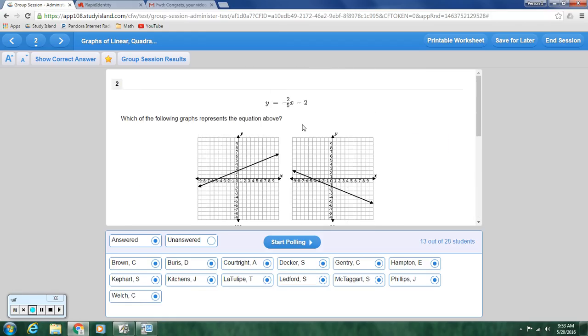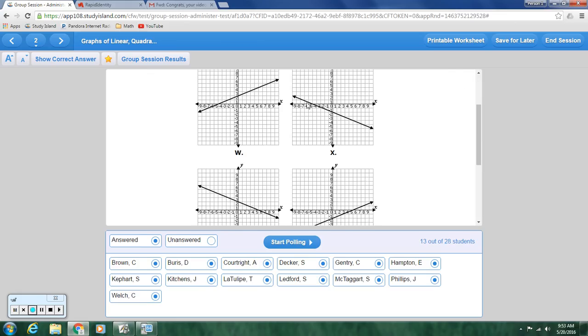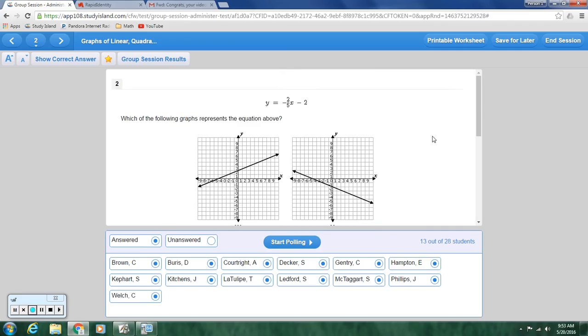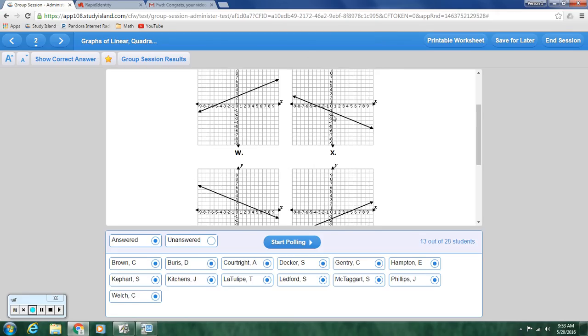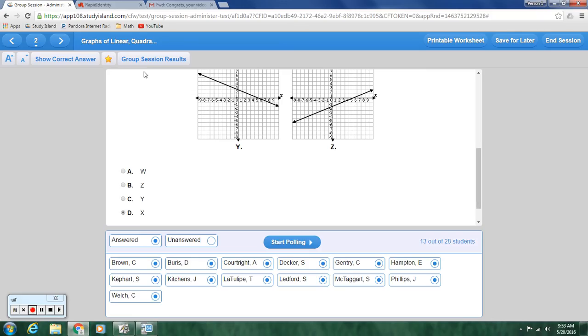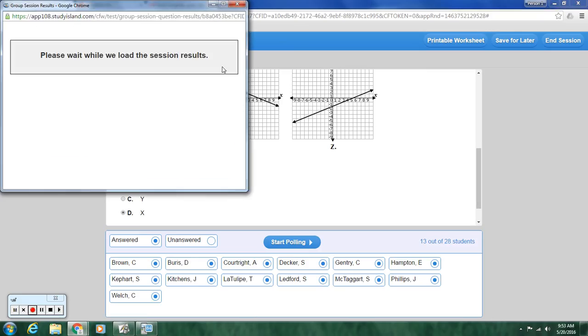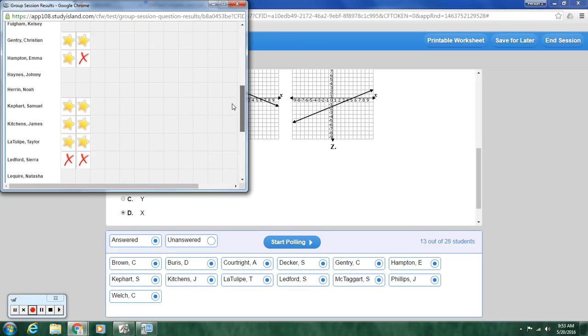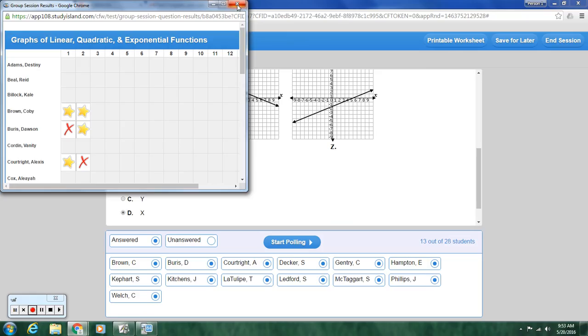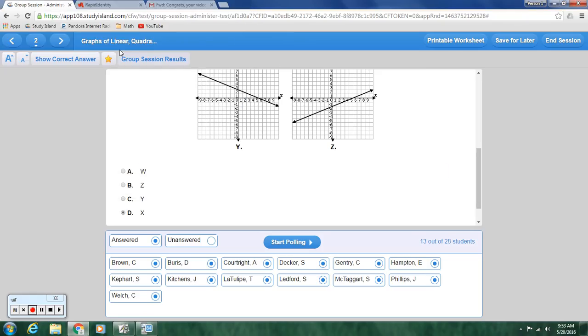So right here, remember I said you've got a negative slope, so its slope is going down. Well, that one's going down and that one's going down, so it's got to be one of those two. And then it crosses the y at -2. So that one crosses right there at -2, so X should be it. We're going to see all stars? No? Oh, why not? Oh, Lord of mercy. We had more wrong that time than we did the first time.